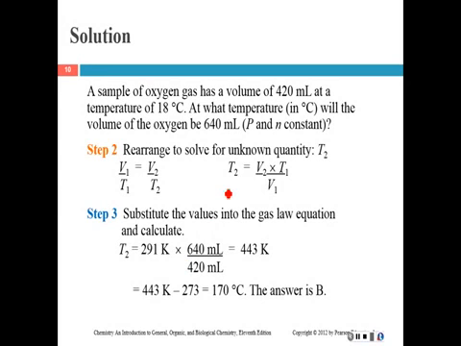So we take our formula, we rearrange it for T2. We plug in our values, we cancel out the milliliters, and we get 443 Kelvin. So 443 Kelvin, because the volume went up, the temperature must go up, and that's exactly what we got.